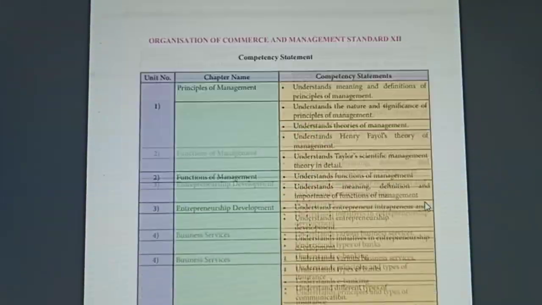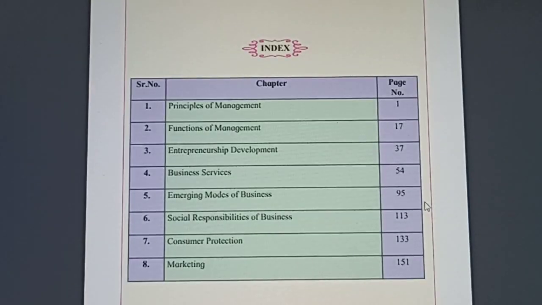Let us see the index part. This is the index part. Here you can see 8 chapters in all. There are only 8 chapters, but they are all vast chapters, and as you all know, OC is a very vast subject, being a very easy subject, but it is a very vast subject.